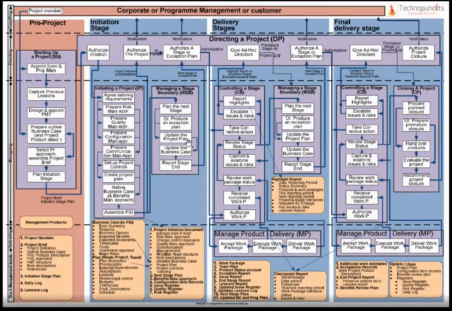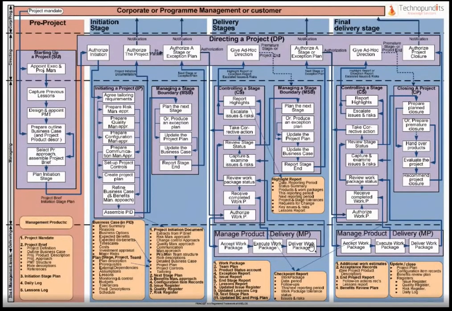Now if you see carefully, there are certain processes that are repeated. So for example, managing stage boundary is repeated. The reason this is repeated is because of the number of stages that your project is broken down into. If your project is broken down into 10 different stages, obviously it's going to happen 10 times. Similarly controlling a stage will happen multiple times based on the number of stages that you break down your project into. Managing stage boundary will also be repeated in the number of times that you break down your project into.